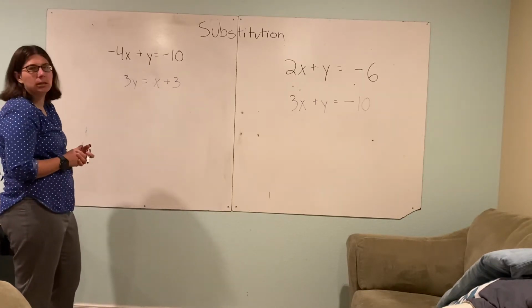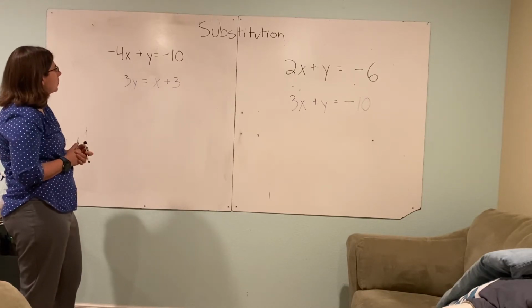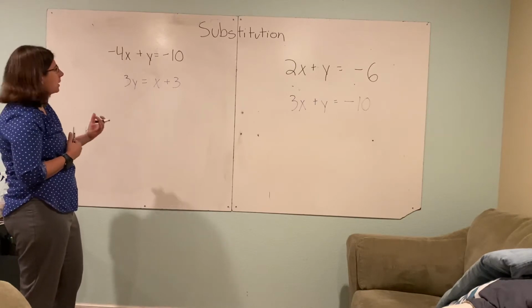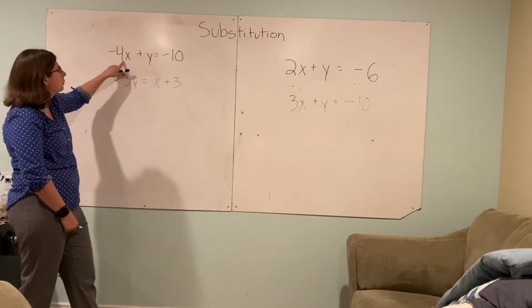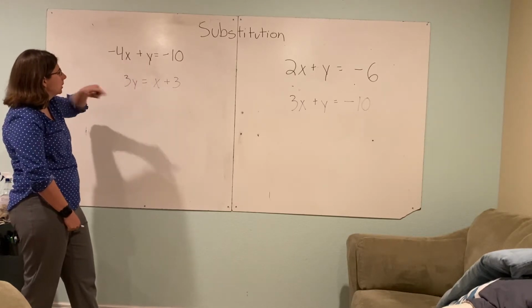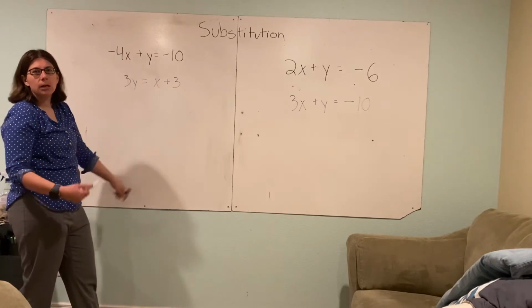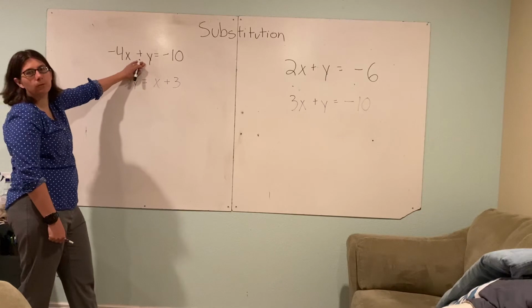So when I'm looking to see which variable I'm going to get by itself, I'm looking for a variable that has just an invisible 1 as a coefficient. So this y would work, right? We'd move the 4x over and it would work. This x would work because we can move the 3 over. Either of those options would work. I think I'm going to use this first one, so I'm going to solve for y.